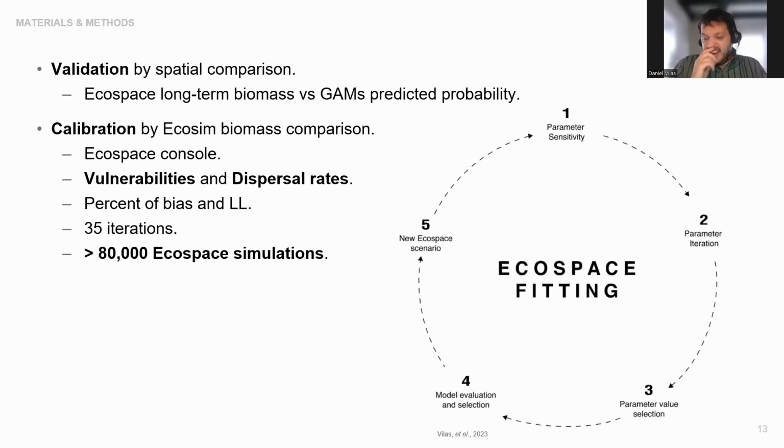Then after running this stability process, we ran a spatial validation in which we get the predictions from Ecospace, average all those spatial predictions and compare with the predicted probability of those generalized additive models, the GAMs. So we have a good understanding of which groups maybe are not behaving properly.